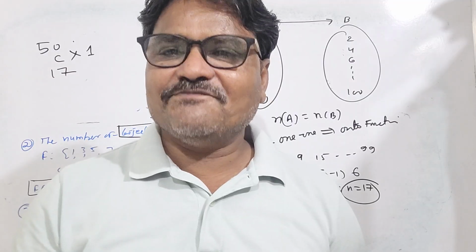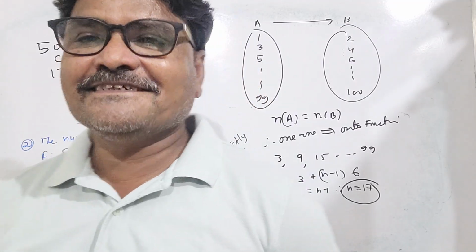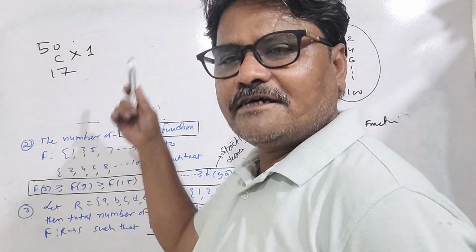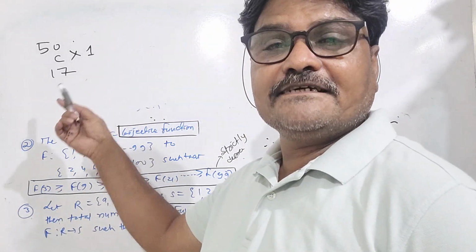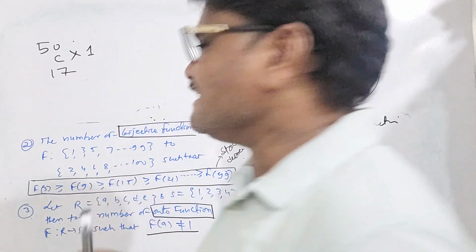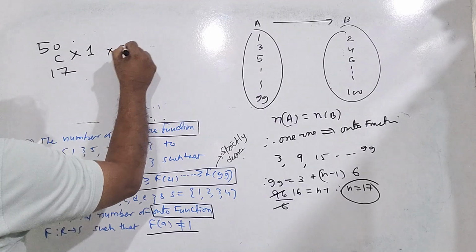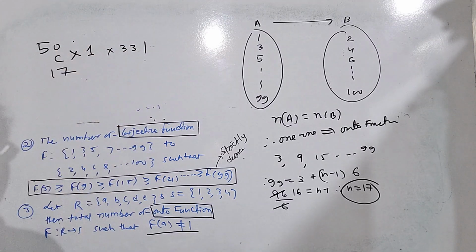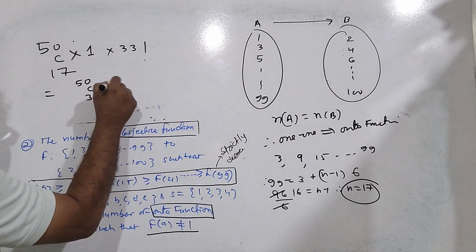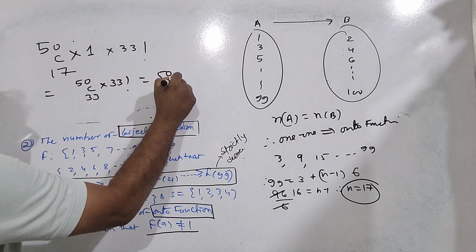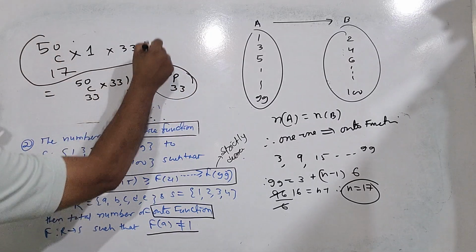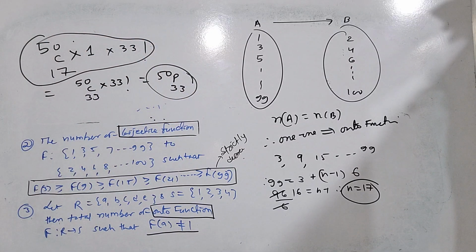But as the function is one-one, what about the remaining elements? We have arranged 17 elements. Now we are remaining with 33 here, 33 here. Correct? So 33 elements can be arranged in 33 factorial ways. So this is your answer. You can also write this as 50C33 into 33 factorial, that is 50P33, or this is 50C17 into 33 factorial is your answer.